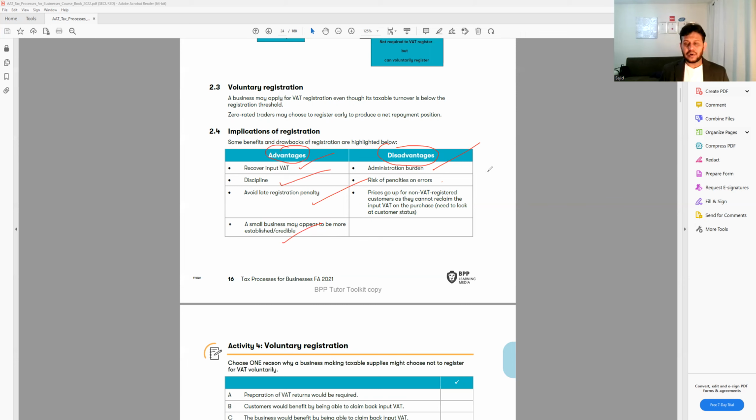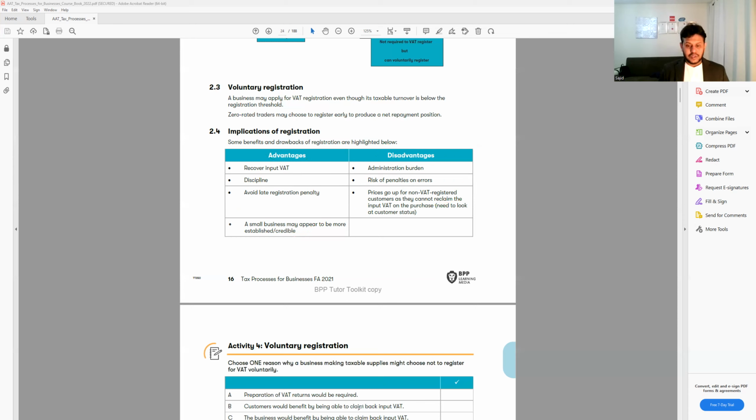Risk of penalty and error. So for example, if you made a mistake and sent the wrong VAT return to HMRC, they might give you a penalty. So unnecessary headache. Prices go up for non-VAT registered customers. So basically, when you start charging VAT to your customer, they have to pay an extra 20%, and maybe you're going to lose the customer because they will think, okay, they're charging VAT, I'll go somewhere else. So this could be the disadvantage.